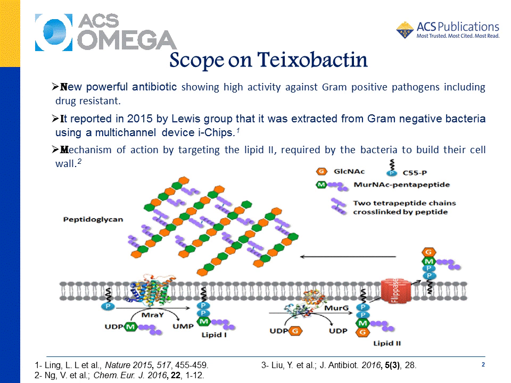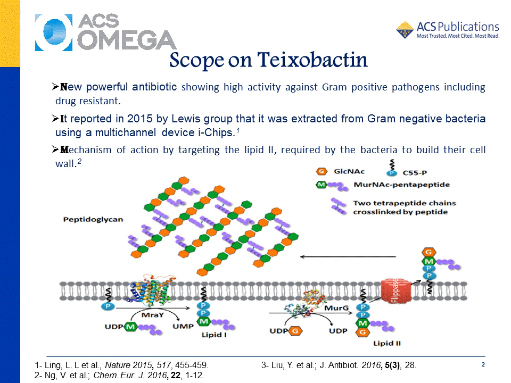Teixobactin is a new antibiotic showing high activity against gram-positive pathogens. The first report about Teixobactin was in 2015 by Lewis Group, and they extracted this antibiotic from some gram-negative bacteria using a multi-channel device, the iChip.